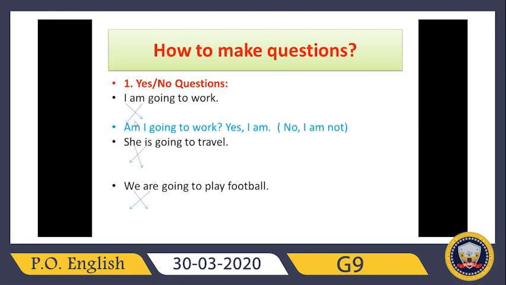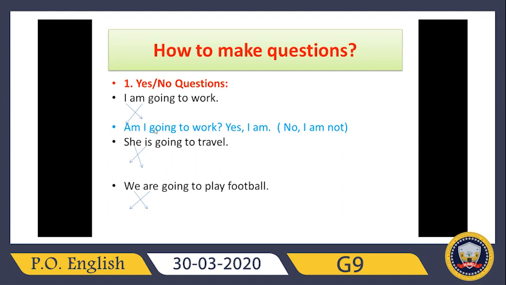Like this, am I going to work? Yes, I am. No, I am not. I know that you have a question why we don't change I to you. In future, just in future, we can say that I in the sentence, leave it the same, and in the question don't change it to you. Okay, so just in future, we can put I as it is in the question.